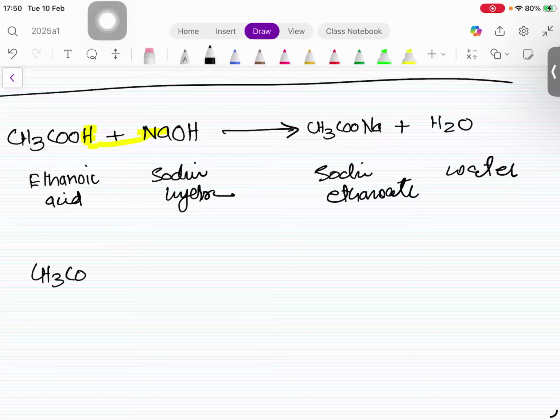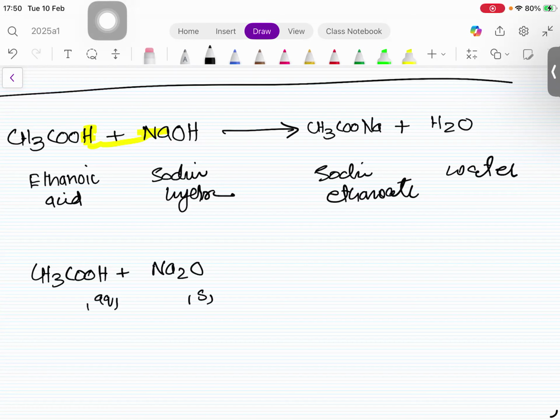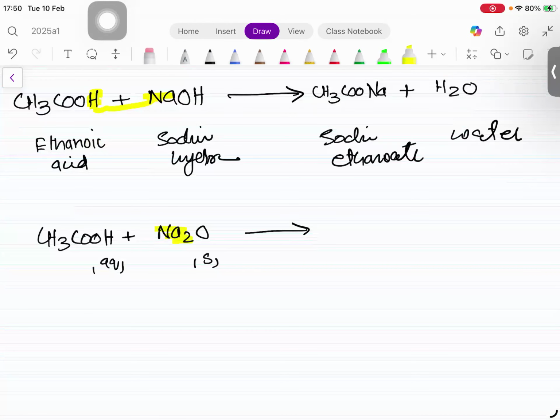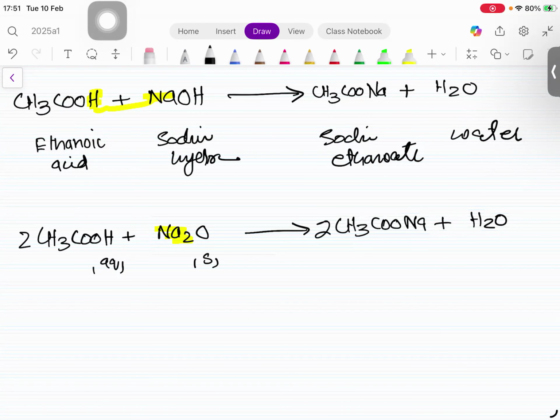Similarly, if I take ethanoic acid and react it with a metal oxide, metal oxides are solid. Now what happens? Don't bother about the number of moles of Na, they'll be balanced later on. At this moment, you just think of one metal going and taking the place of hydrogen. So what will be the product? CH3COONa plus H2O. Okay, so 2 multiplied here, 2 multiplied here, because one negative cancels one positive. So the salt is sodium ethanoate.